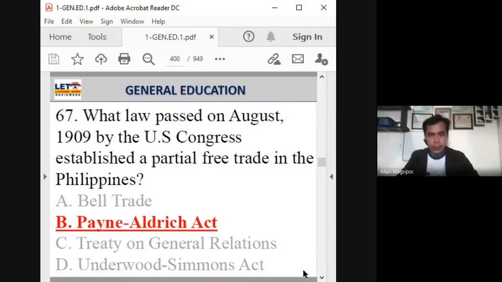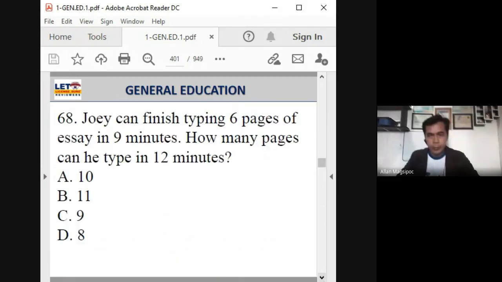Okay, let's continue. Next question. This time, math na naman. Joey can finish typing 6 pages of essay in 9 minutes. How many pages can he type in 12 minutes? Honestly, I would say na medyo mahirap ito ng konti. Pero sige lang, we will make it easy. We will make it simple.